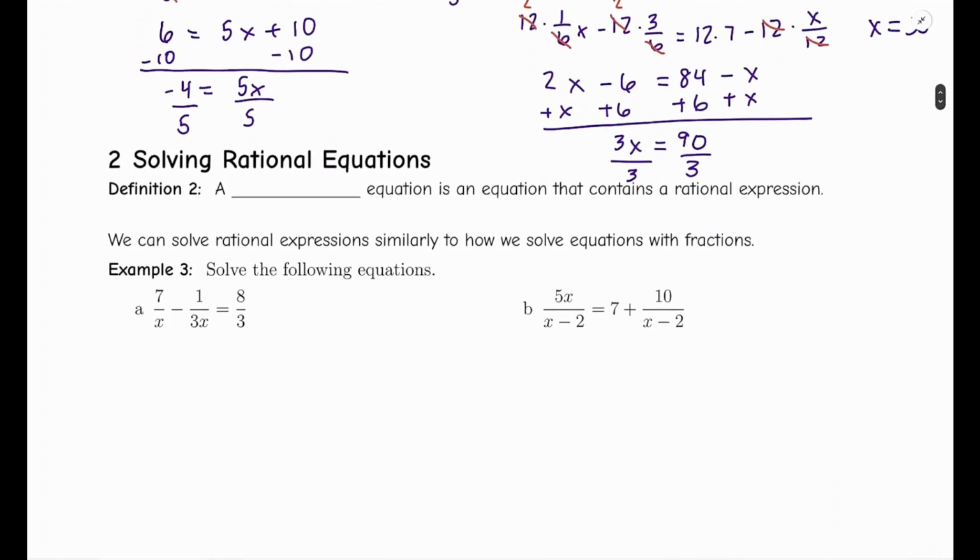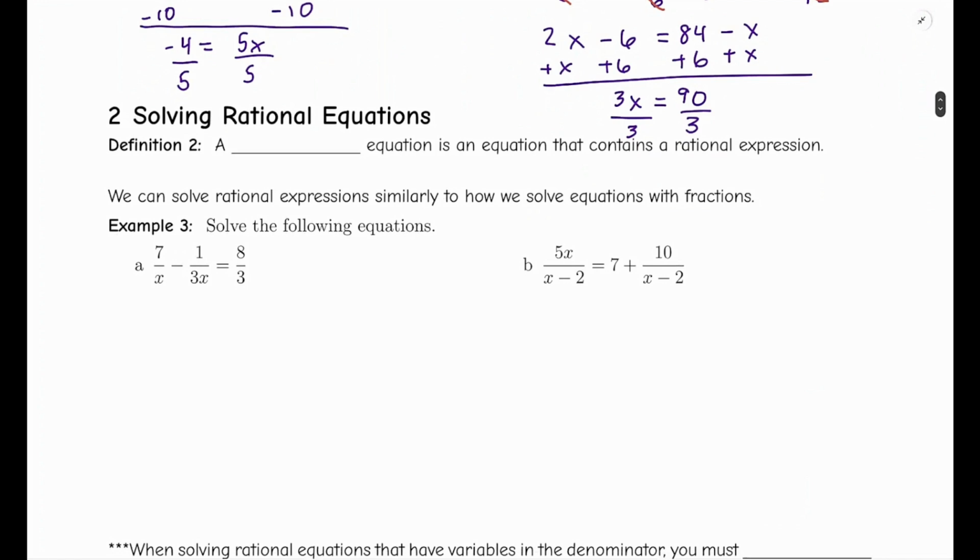Part 2, solving rational equations. A rational equation is an equation that contains a rational expression. We can solve rational equations similarly to how we solve equations with fractions. You clear the denominators first, then solve the resulting equation.